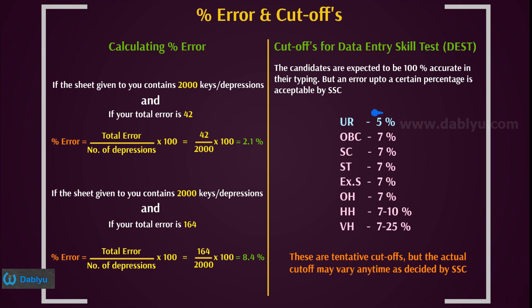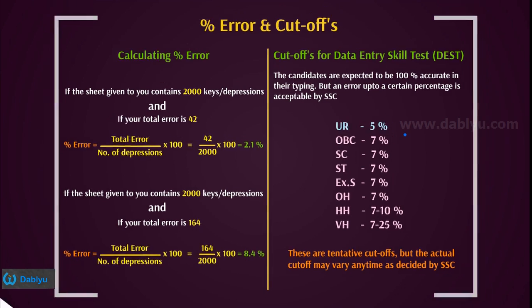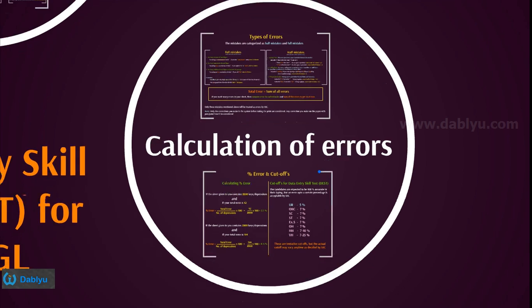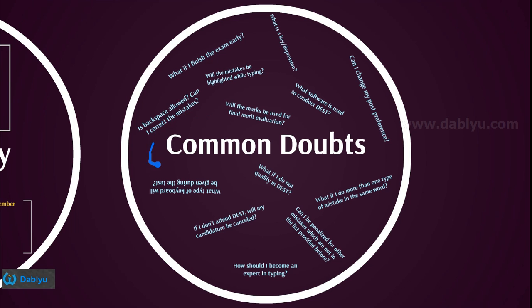Now, the most important thing is that while you're practicing, always aim for at least 2% less than the cutoff percentage error. So if you're in the unreserved category, always aim to get a percentage error of less than 3% to be on the safer side in the real exam, right? That's very important, so as to gain confidence. That is it for this lecture. We have looked at full mistakes, half mistakes, how to compute total error, how to compute percentage error, and the various cutoffs. In the next lecture we'll look at the most common doubts which candidates have, and we'll answer all of them.